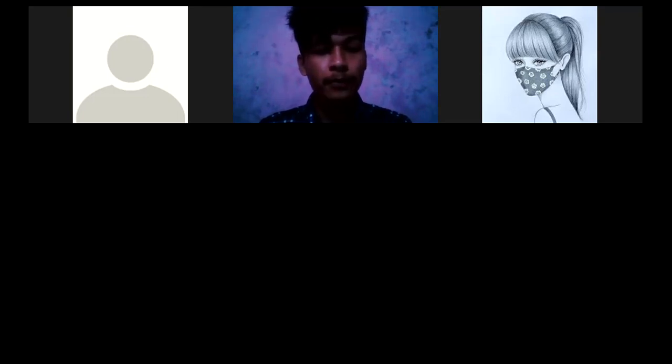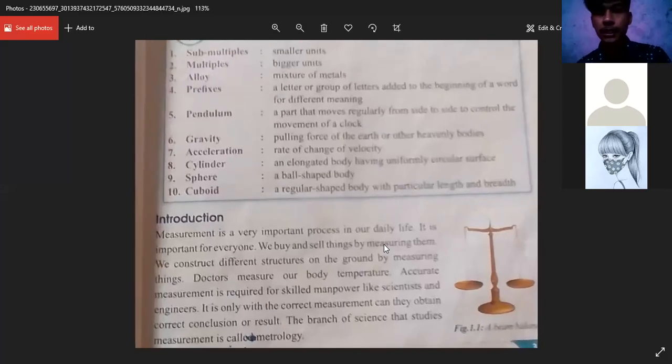And similarly, especially it is used by scientists and engineers, right? Accurate measurement. As scientists and engineers, they have to do certain kinds of work. If the result is wrong, then it can cause huge destruction. And that's why they have to use accurate measurement. They will have to take all those significant figures after the decimal.